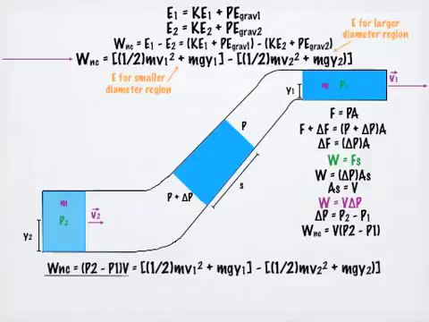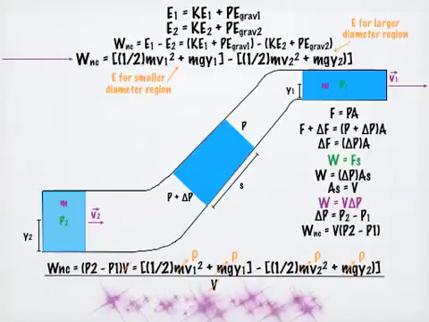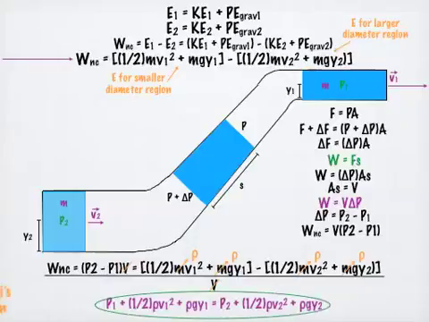If we divide this expression by the volume V, we can eliminate this term and substitute the density rho in for the mass over volume terms. When we do this and rearrange terms, we get the expression that we call Bernoulli's equation.